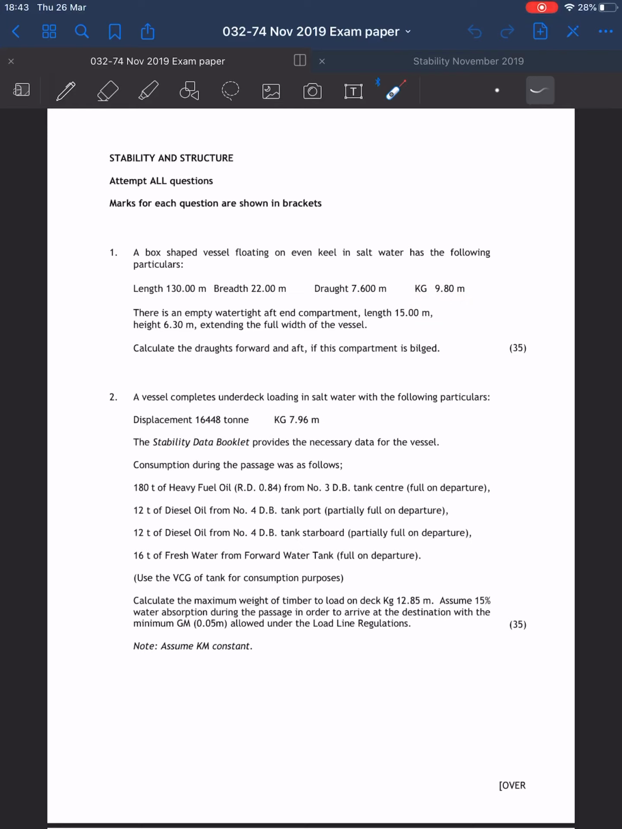There is an empty watertight aft end compartment, length 15 meters, height 6.3 meters, extending the full width of the vessel. Calculate the drafts forward and aft if this compartment is bilged.